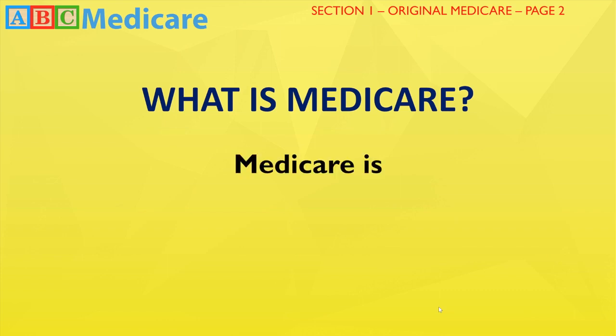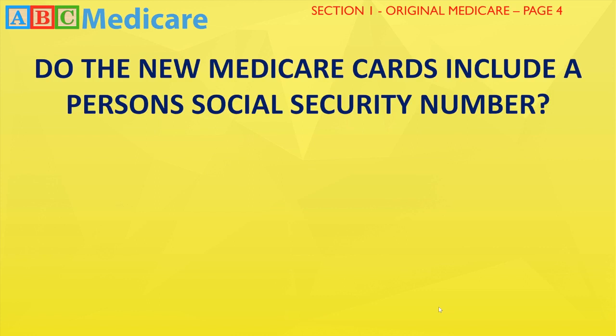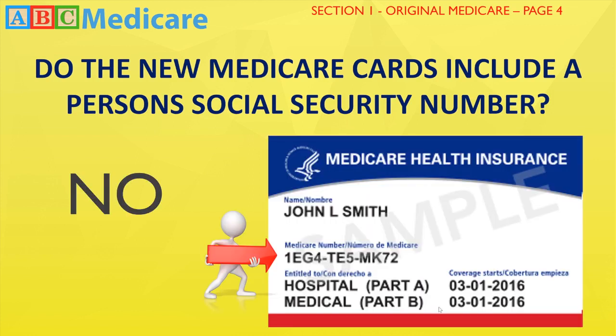So what is Medicare? Medicare is health insurance. Who administers Medicare? CMS, which is the Centers for Medicare and Medicaid Services. That's a department of the U.S. Department of Health and Human Services. Do the new Medicare cards include personal Social Security numbers? No, they absolutely don't, and we're excited they finally have fixed that.